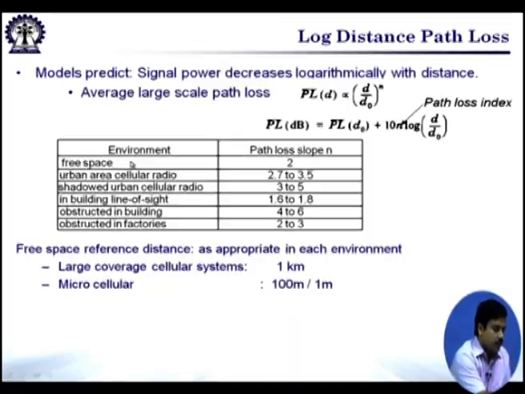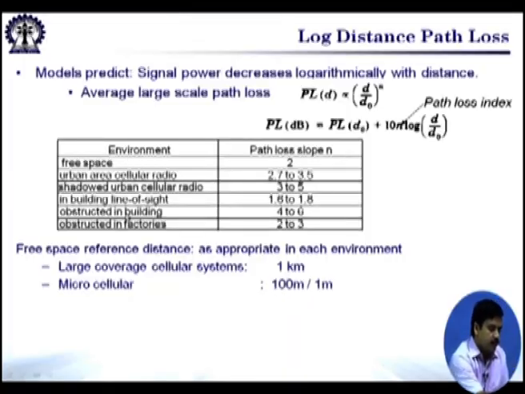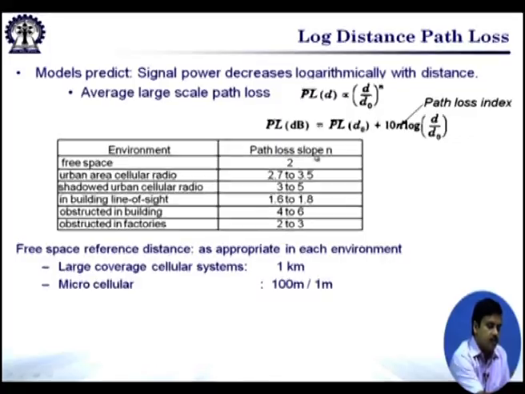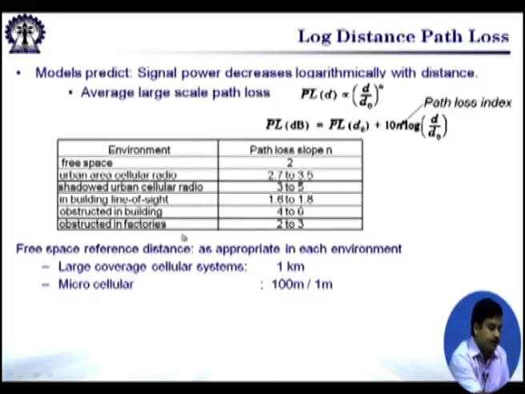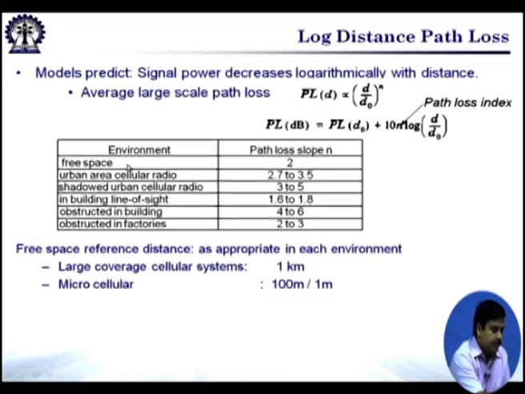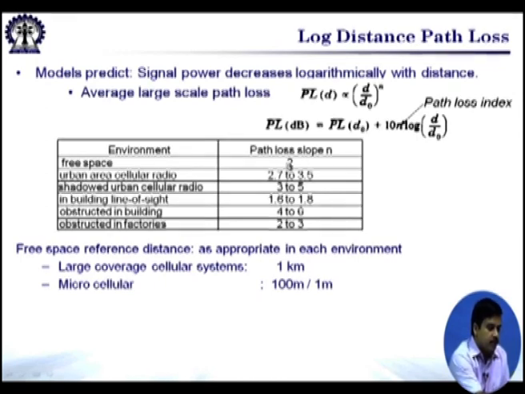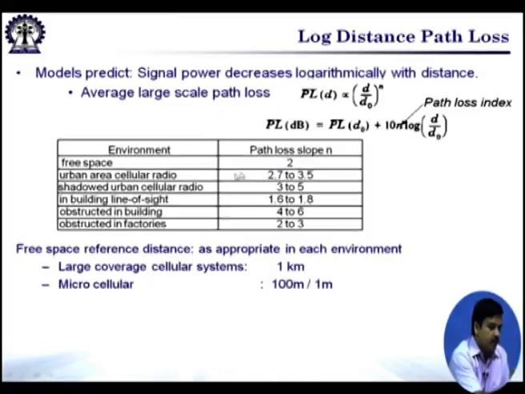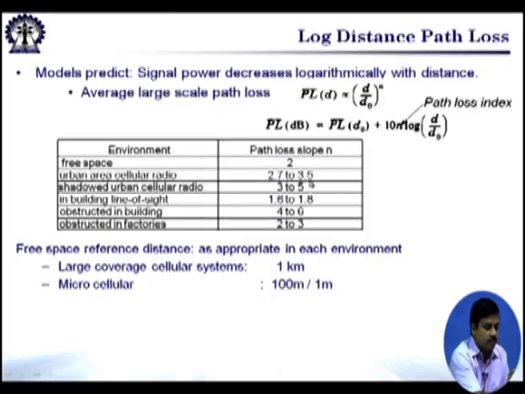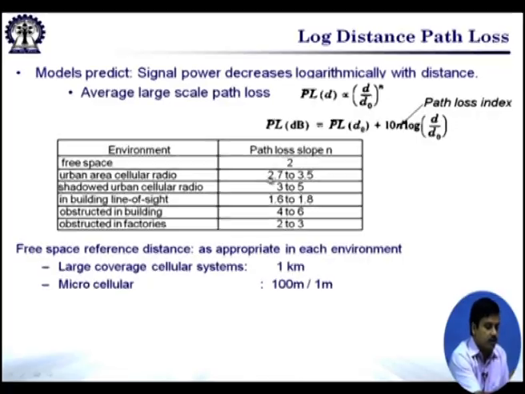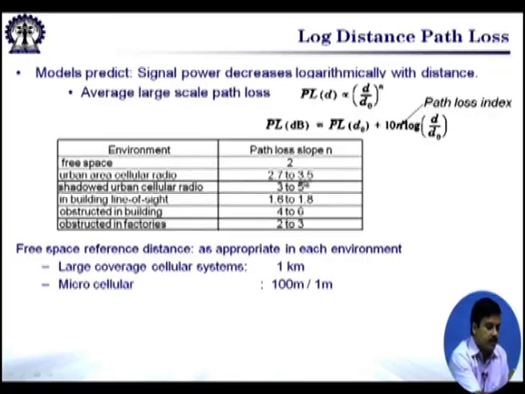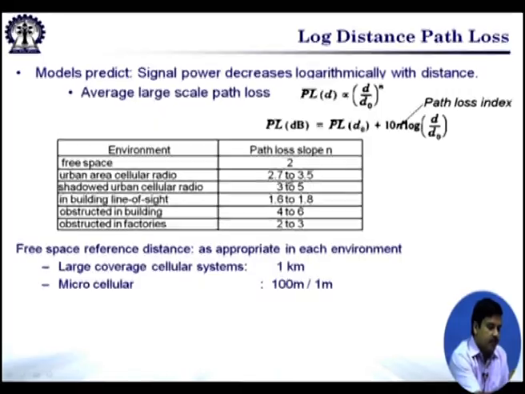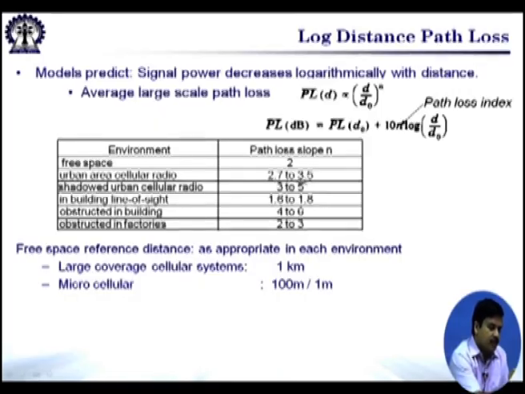What we see below is how this path loss slope, or exponent, varies for specific environments. For free space, we have already seen the path loss exponent is 2, whereas for a typical urban cellular radio environment, it varies from 2.7 to 3.5. As the numbers indicate, there is a range of variation. These numbers are not really fixed; they have to be measured, and through curve fitting with these formulas, these numbers have to be come up with.